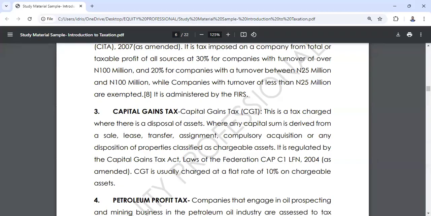Now, another type of tax under direct tax is capital gain tax. Capital gain tax is the tax imposed on gain arising from disposal of chargeable assets. Tax imposed on gain arising from disposal of chargeable assets is capital gain tax.